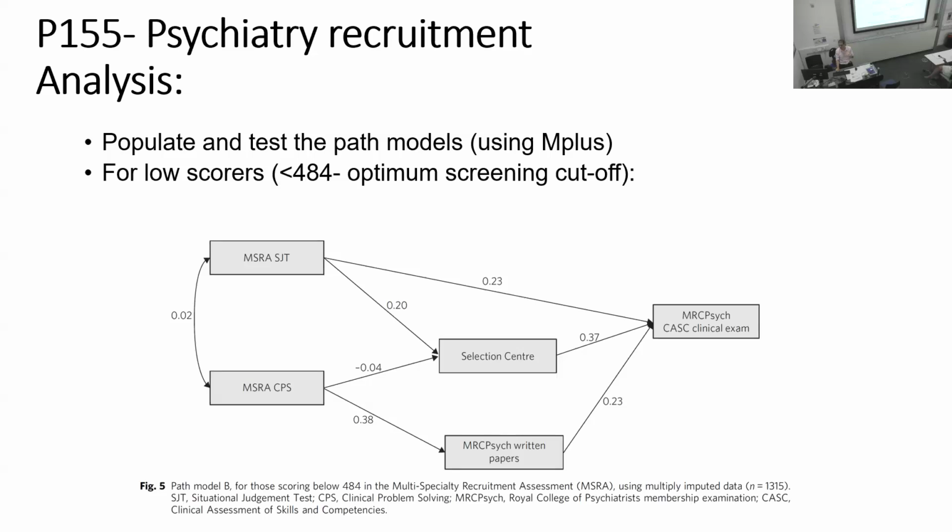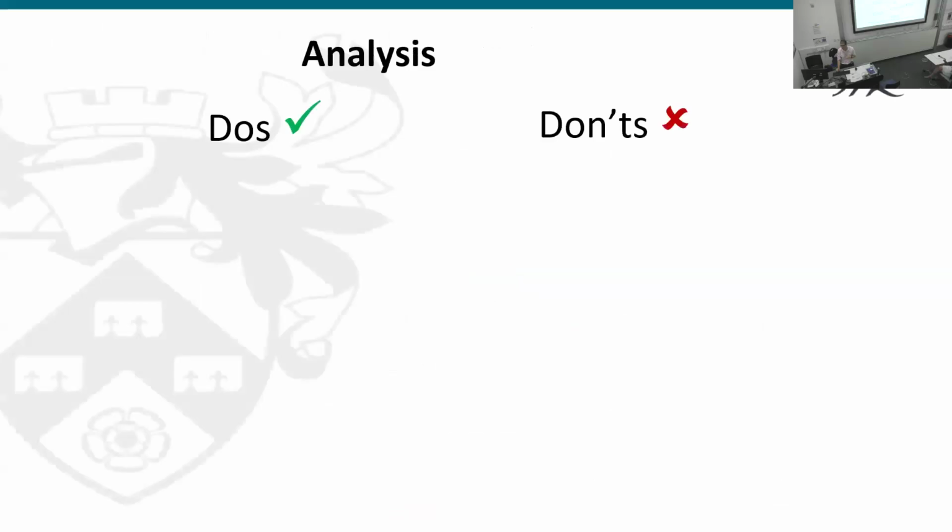And so those who scored below that threshold, you can see actually the selection center, if anything, had a relatively more profound predictive effect predicting the final clinical assessment performance. In contrast, the SJT didn't work quite as well. So that's the standardized correlation coefficient 0.23, which equates to about 4 or 5% of variance, not that much. So you can see actually for low scoring MSRA candidates, the selection center actually did more work, did more of the heavy lifting.